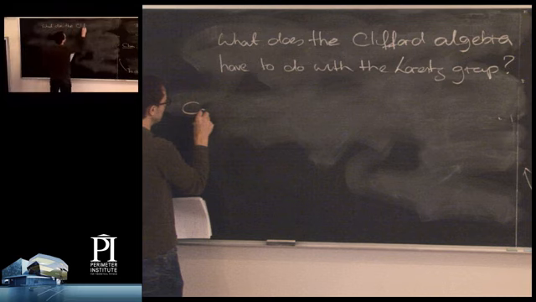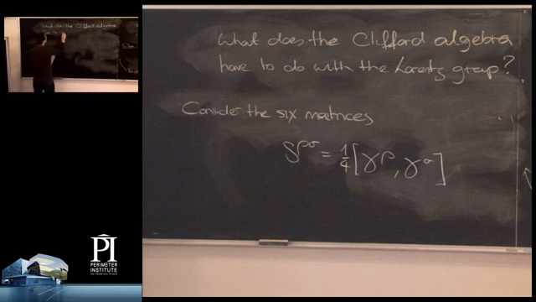What does the Clifford algebra have to do with the Lorentz group? The trick is to look at the following set of matrices. And there are 6 of these matrices.